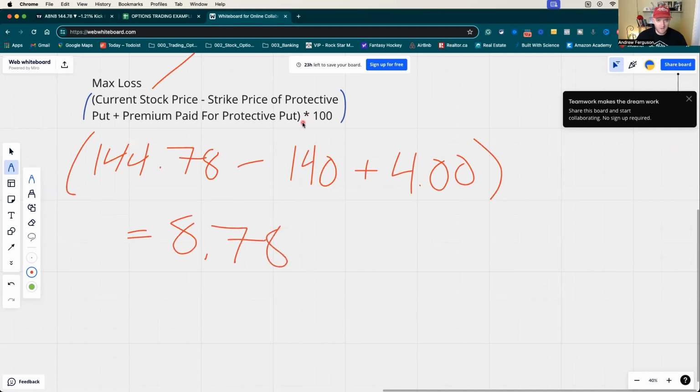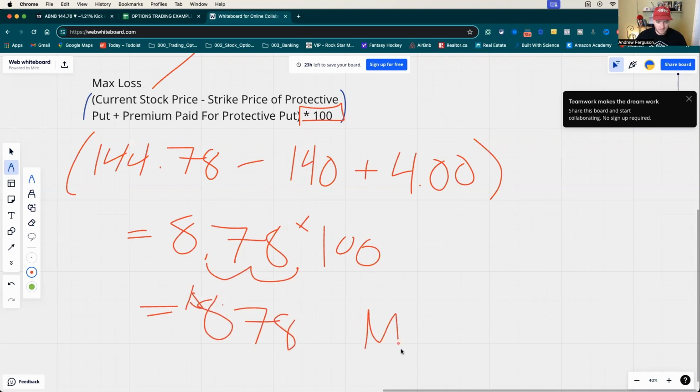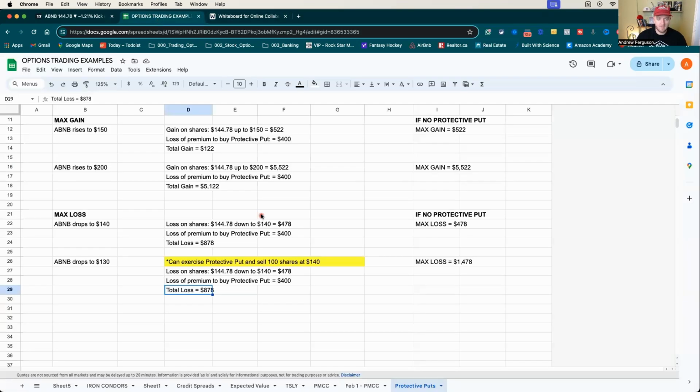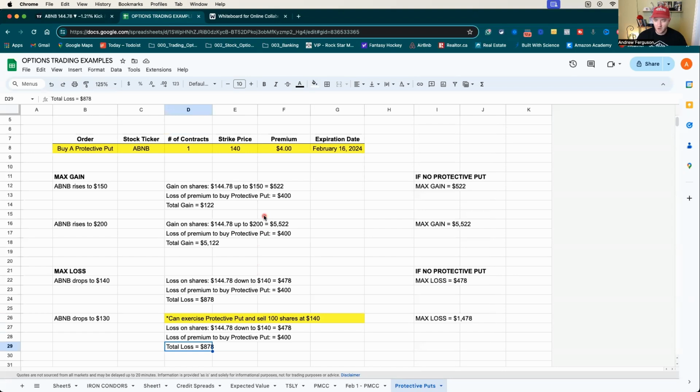And you can see here that we've got times 100. So we just go boom, times 100, because there's 100 shares in each contract. And you just move the decimal place over 1, 2 to get there. 878 equals max loss. Okay. That is the max loss calculation. That is protective puts in a nutshell. If you want to use this kind of as a guide, go ahead, be my guest.